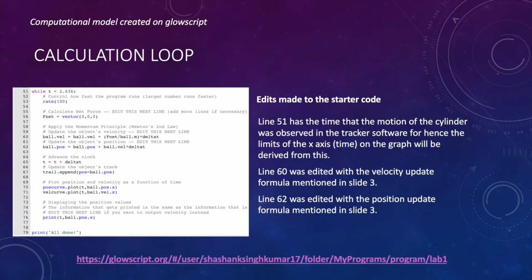Edits made to the starter code for the calculation loop include the following. Line 51 has the time that the motion of the cylinder was observed in the Tracker software for, hence the limits of the x-axis on the graph will be derived from this. Line 60 was edited with the velocity update formula mentioned in slide 3. Line 62 was edited with the position update formula mentioned in slide 3. The velocity update and position update formulas constantly calculate the next velocity value, which doesn't change as net force is 0, and position values, which display the graphs in the next slide.